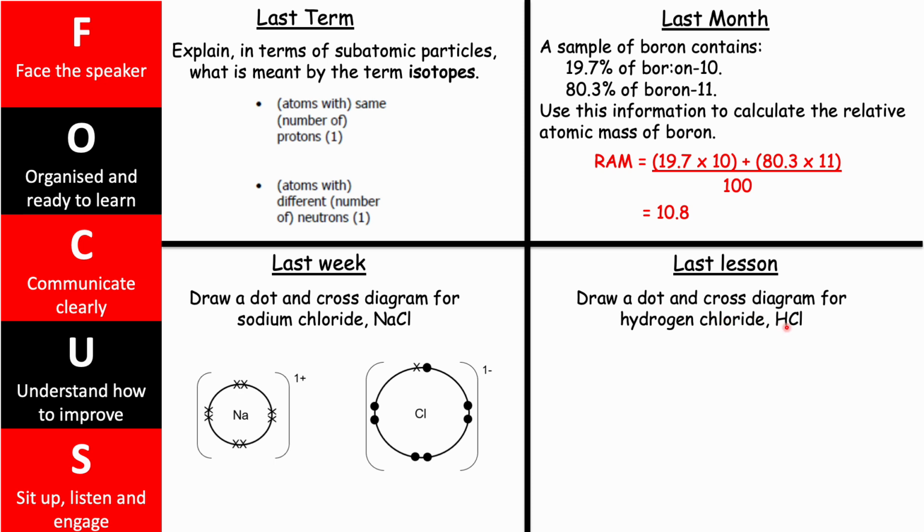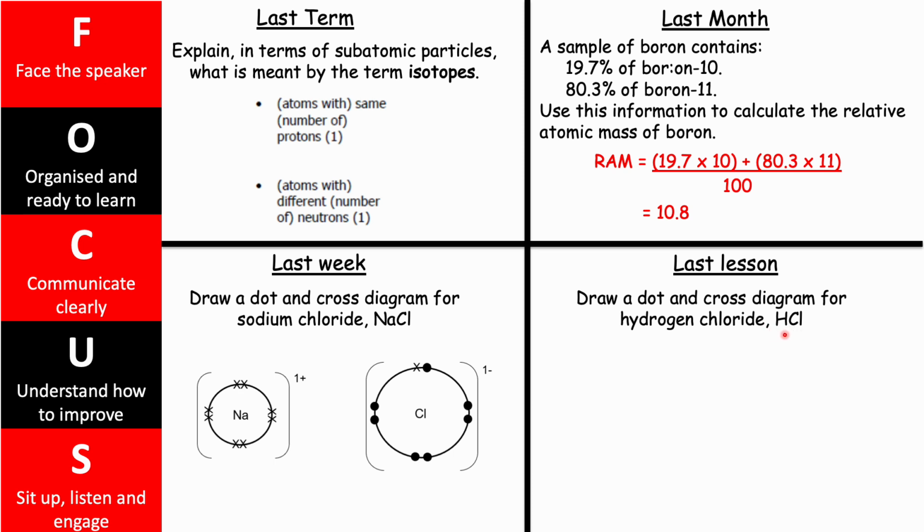Well, I know hydrogen is a non-metal, chlorine is a non-metal, and the bond between two non-metals is covalent. So this time I'm going to draw a dot and cross diagram that is covalent, so it's going to be different. I know hydrogen has got one electron in its outer shell, and it needs one electron to gain a full outer shell. So hydrogen is going to make one covalent bond. Chlorine has 7 electrons in the outer shell. It needs one, so chlorine is also going to make one covalent bond.